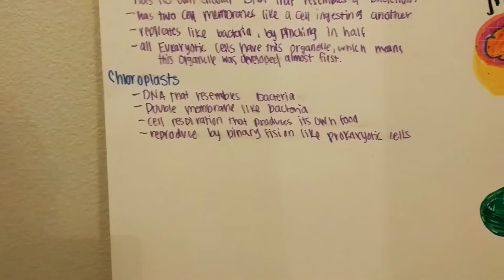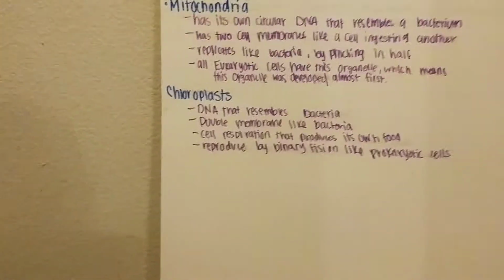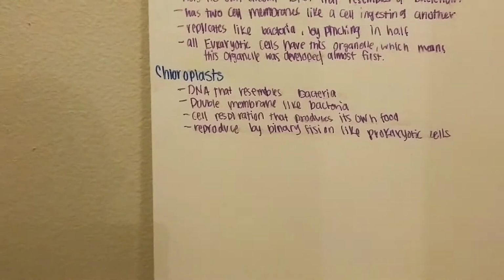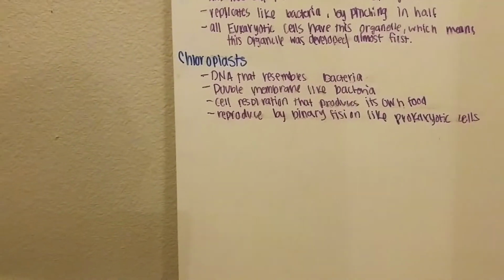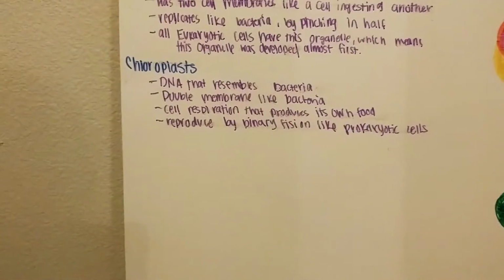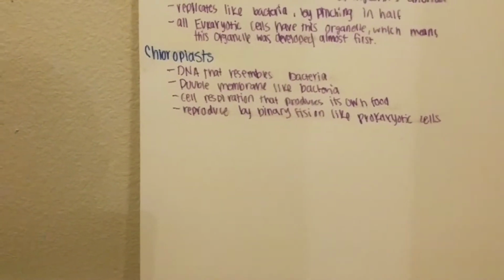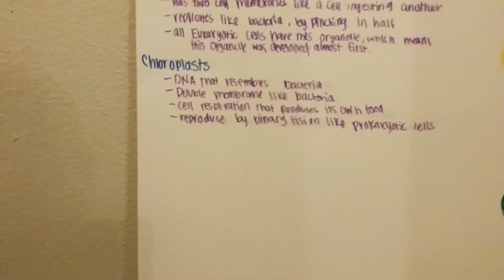Then there's chloroplasts, and they also have DNA that resembles bacteria, a double membrane like bacteria and mitochondria, the cell respiration that produces its own food, and they reproduce by binary fission like prokaryotic cells.